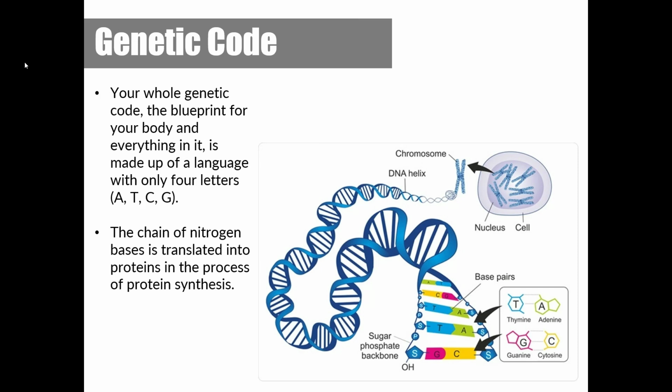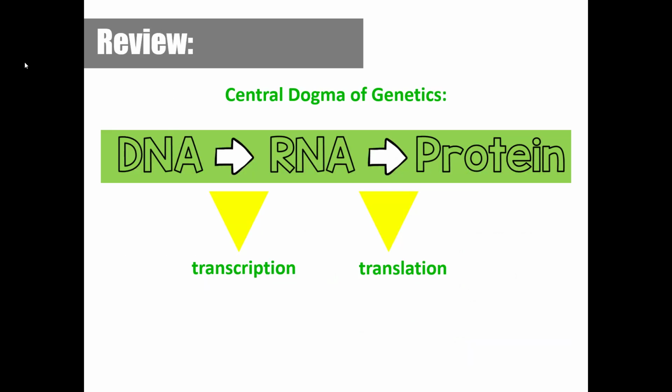We talked about the differences between DNA and RNA. And we know that your DNA is comprised of a code or a sequence of these nitrogen bases. And this chain of nitrogen bases is translated into proteins in a process known as protein synthesis. Now, we did learn in the last lesson that that is a pretty complicated process.